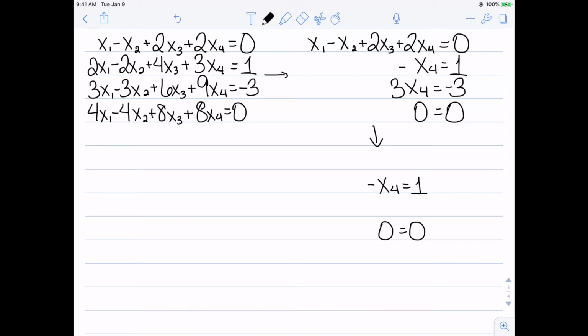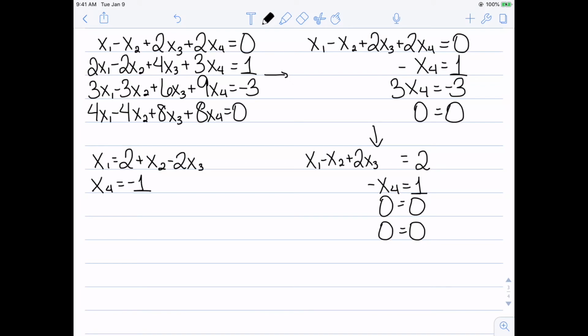I'll multiply the second equation by 2 and add it to the first equation. I get x1 minus x2 plus 2x3 equal to 2. And then multiplying the second equation by 3 and adding it to the third equation gives me another 0 equal to 0. So we solve that first equation for x1. That gives us that x1 is equal to 2 plus x2 minus 2x3. We can also solve the second equation. It tells us that x4 is equal to negative 1.